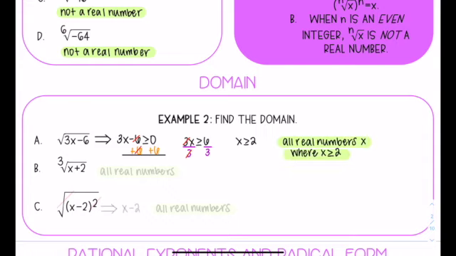Now let's go ahead and look at a cube root. Well, a cube root has an odd index of 3, and it didn't matter what kind of value I had underneath the radical when the index was odd. I could have positive, I could have 0, or I could have negative values. So in this case, the answer is all real numbers.